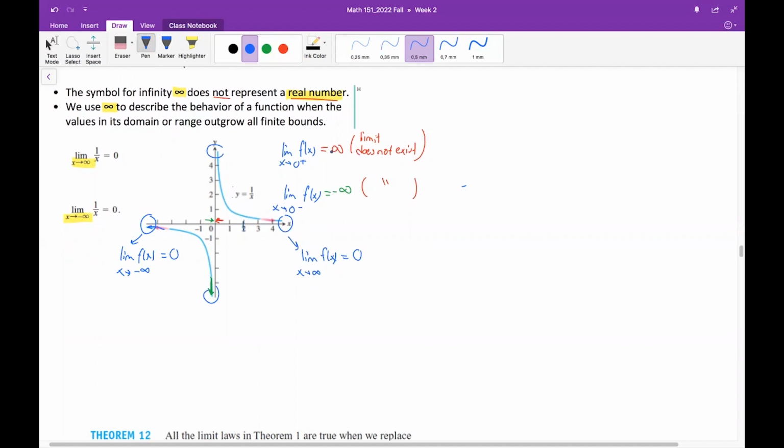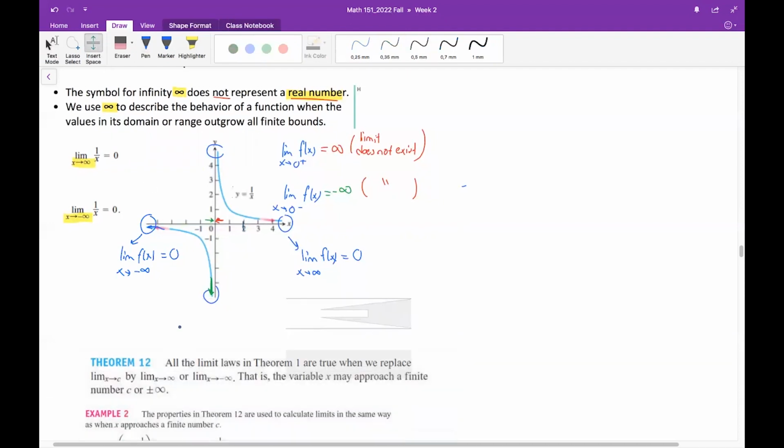So we may have infinite limits as a result of the limit, or you may look at the limit as x goes to plus or minus infinity. Let's move on to the next section.